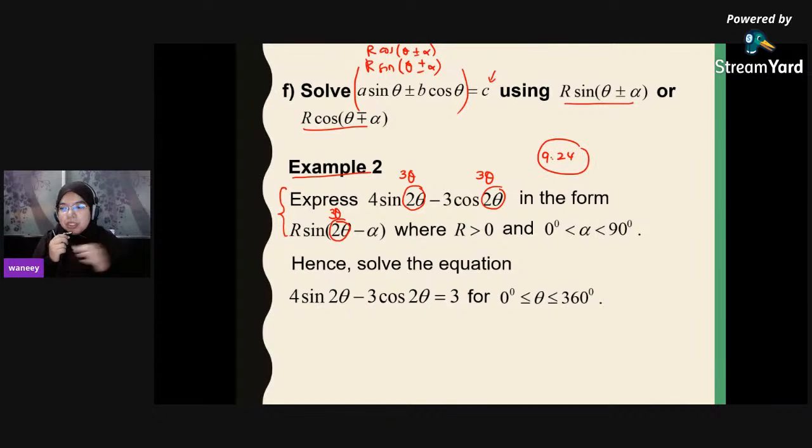Let me give you around 4 minutes for you to calculate the value of the R and the value of the alpha. Once you have the value of the R and the value of the alpha, you can write them down over there. You can write in the chat, and then we will discuss. Okay, so 4 minutes starting from now. All the best.